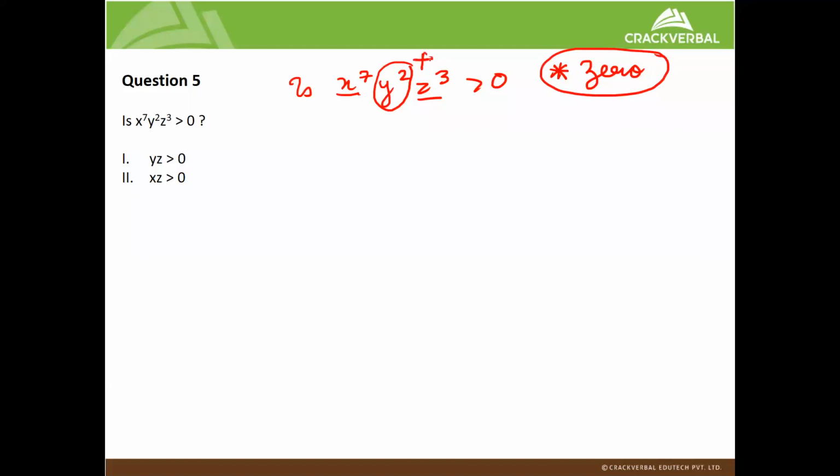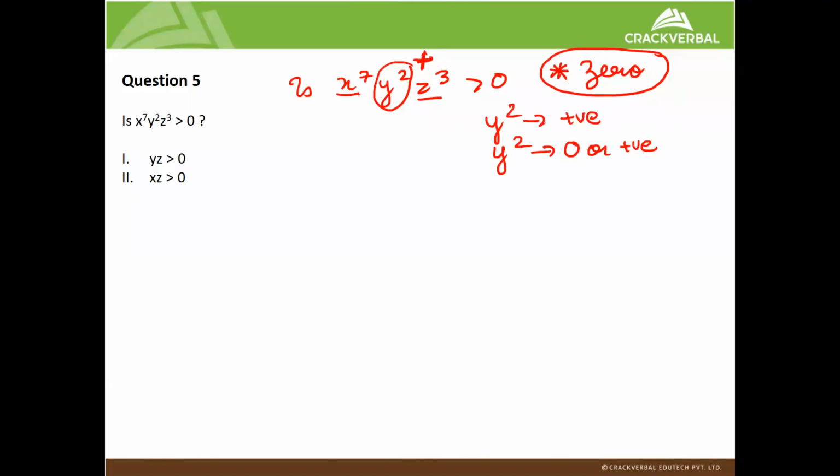All of y'all who gave xz, the second statement, to be sufficient, assumed that y square has to always be positive. But y square can be 0 or positive. Remember, even exponent is not positive. An even exponent is always non-negative. That would be a better way of representation. So never, never, never make an assumption that any even exponent is always going to be positive.